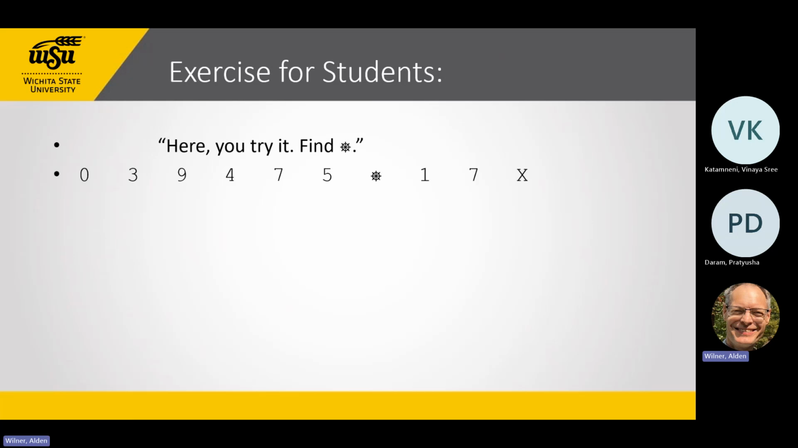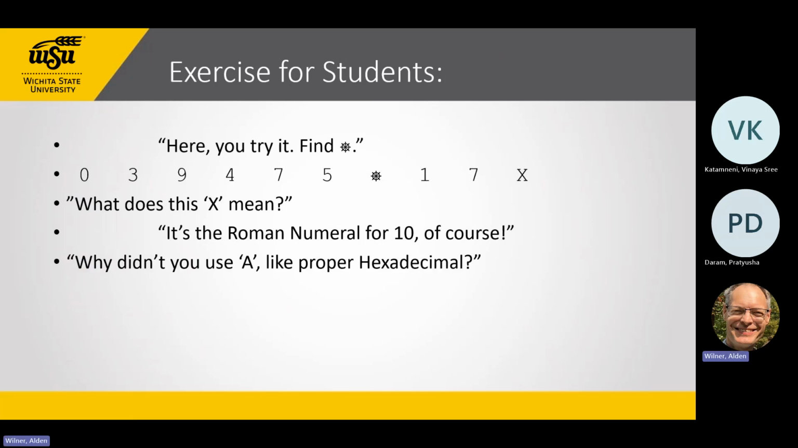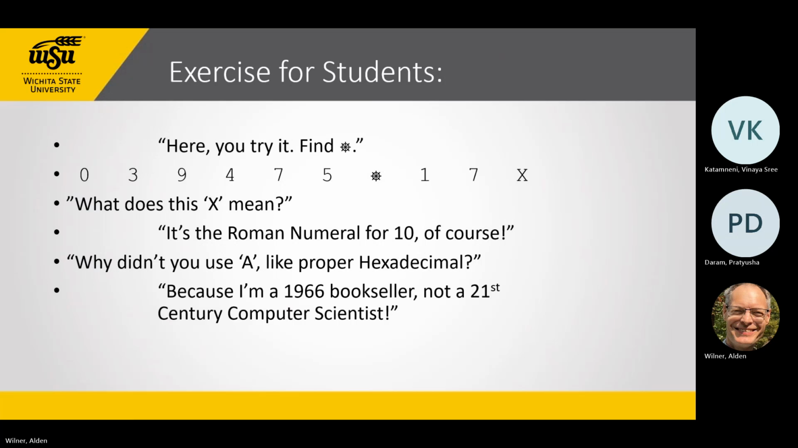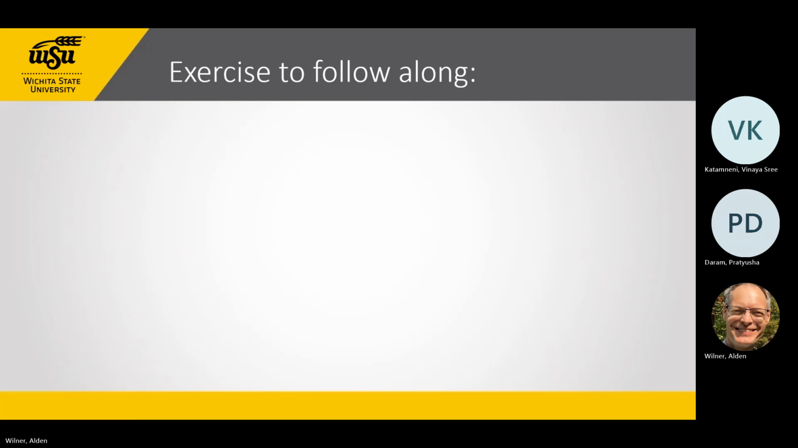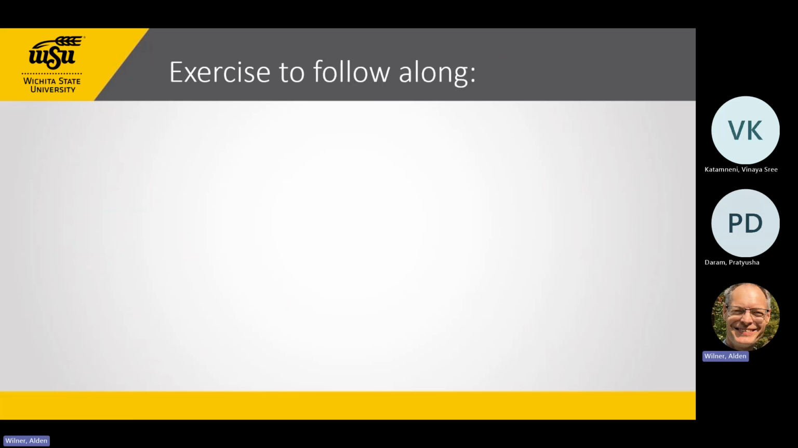So try this. Find what splat is. So what does this x mean? It's the Roman numeral for 10, of course. Why didn't you just use A like proper hexadecimal? Because I'm a 1966 British bookseller, not a 21st century computer scientist. That's why. Okay, so x means 10, right?